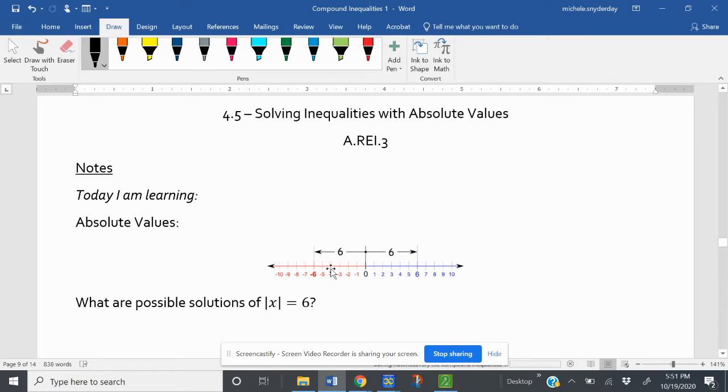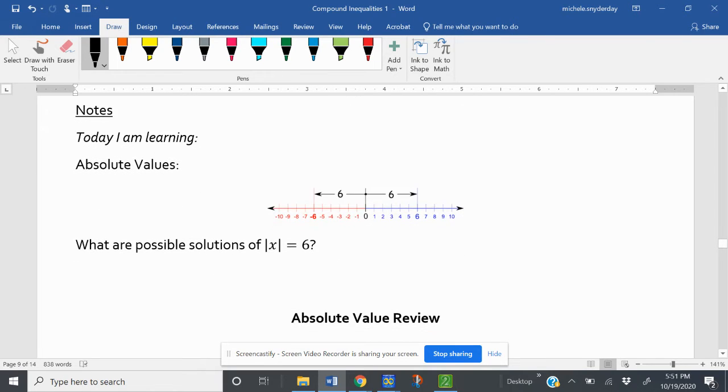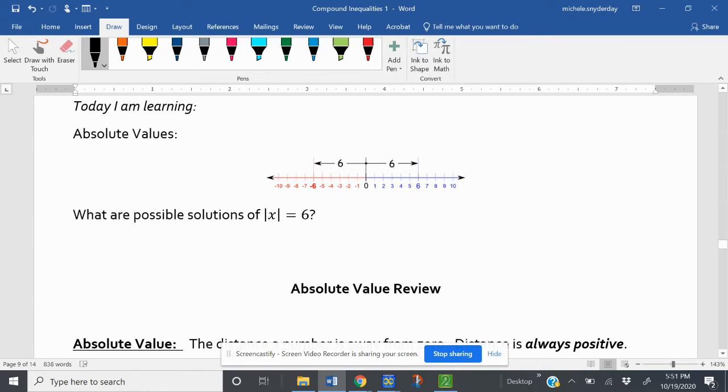All righty, so we're halfway through this unit. 4.5 is solving inequalities that have absolute values. Remember, absolute values are never, never, ever negative. However, what's inside the absolute value symbols might have been negative. So that's why we need to remember there are two cases, just like our inequalities, there are two cases.